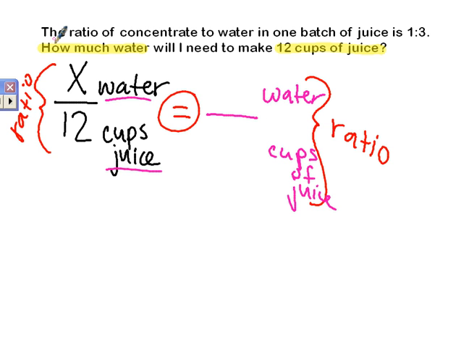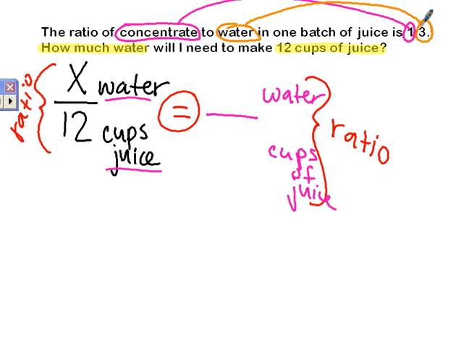It says the ratio of concentrate to water in one batch is 1 to 3. Now remember that the order of the words is the same as the order of the numbers, so that means that the 1 goes with the concentrate and the water goes with the 3. So when we're looking at a ratio of what to write, we need to say that there are 3 cups of water. And we have to figure out how many cups of juice.